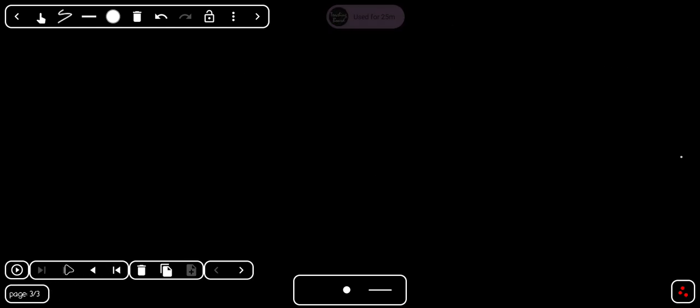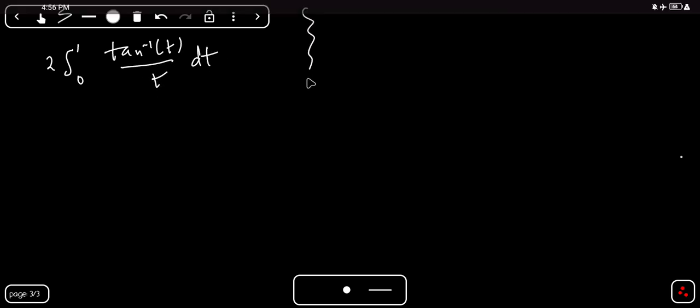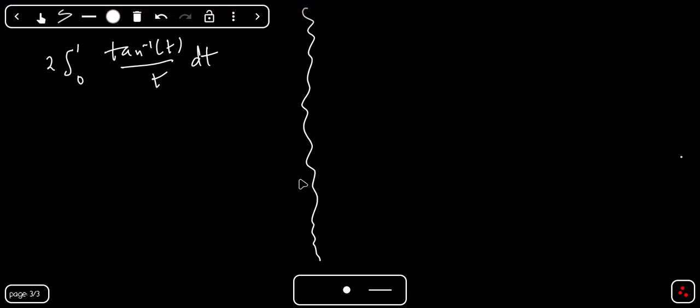Okay, let's move on to the next page. So this is what we have: 2 multiplied by the integral from 0 to 1 of arctan of t over t dt. Let me partition this board here. Okay, guys, let me quickly remind us of something. This integral right here is the inverse tangent integral.